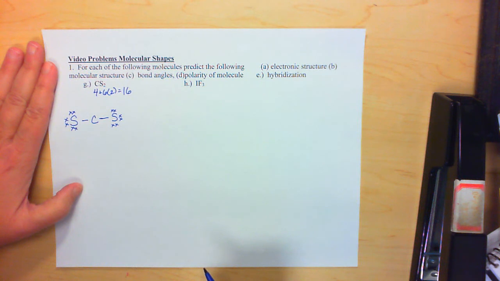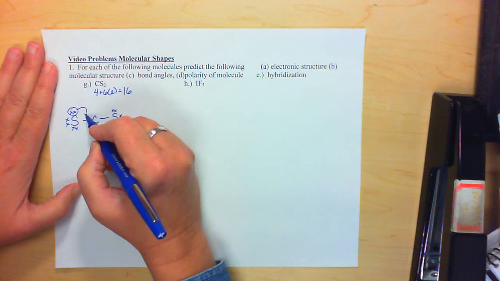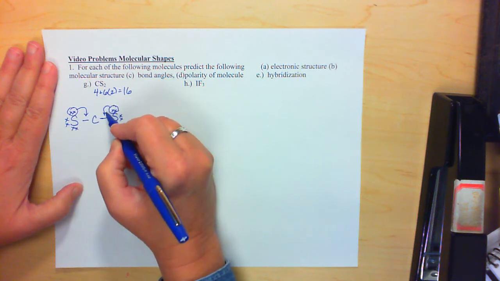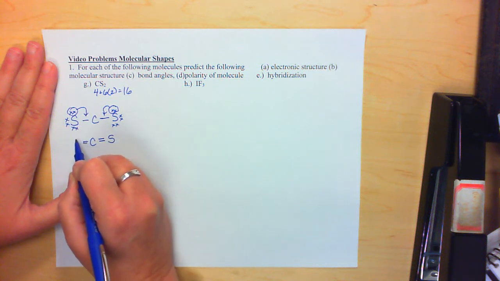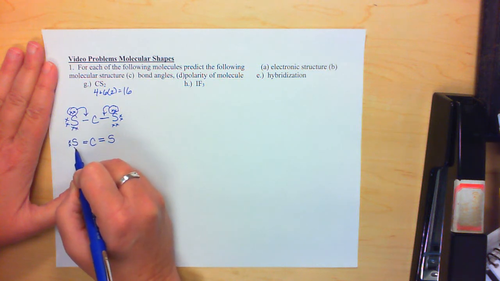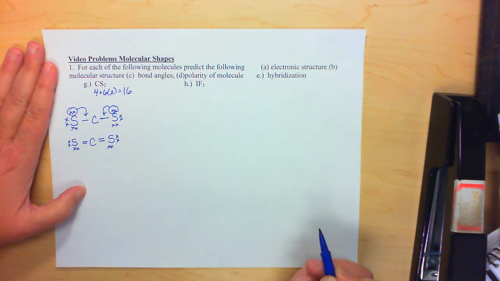So we have to get pairs of electrons to carbon. Now, I'm going to donate a pair from either sulfur. Carbon, double bond, sulfur, double bond, sulfur. We have 2 lone pairs left on each sulfur. So now everybody obeys the octet and everybody's happy.